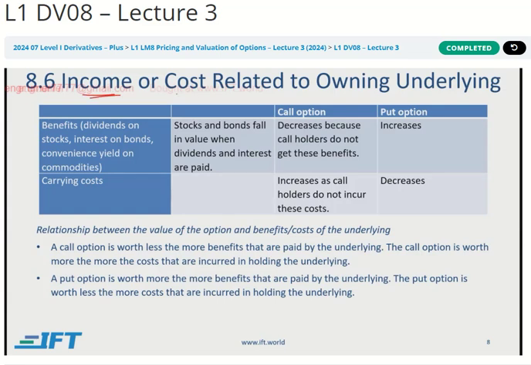Next is income or cost related to owning the underlying asset. Let's talk about income first, or benefits. Now, naturally, if there are stocks which are paying dividends or bonds which are paying coupon payments, once those payments are made, the value of the stocks and bonds falls. Because naturally, once the payment is made out, the value which was accruing in the stock or bond will fall, and this decreases S.